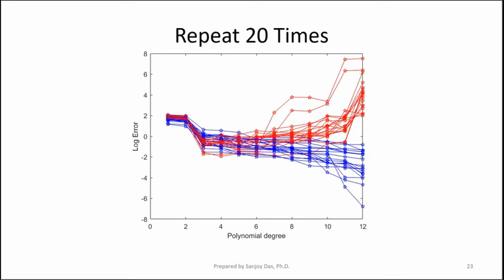This is for 20 runs of the same experiment with different randomization. And in all cases, the blue is the error with respect to the training samples, and that steadily goes down. But the true error goes down and then rises back up, and it goes really high for very high order polynomials.